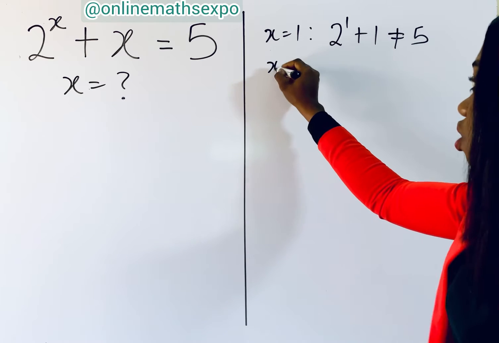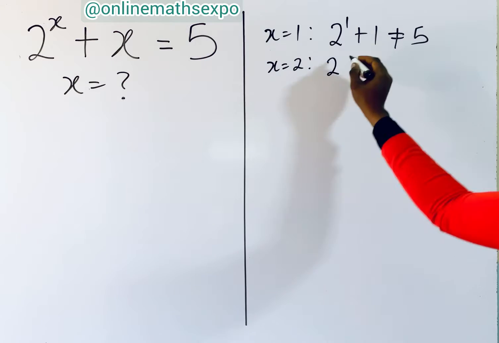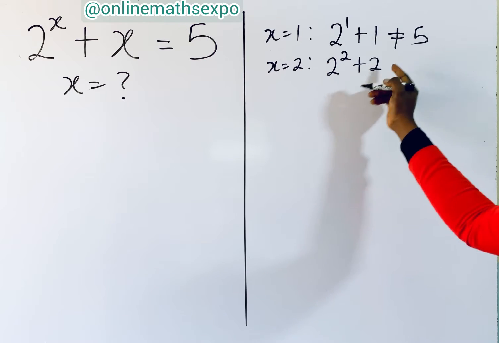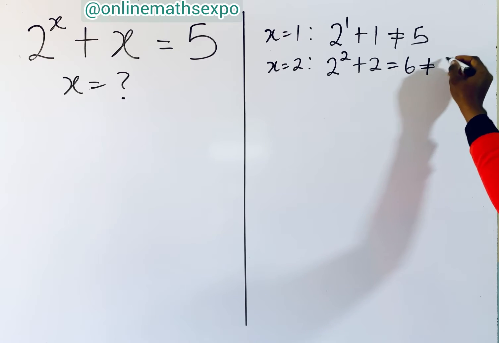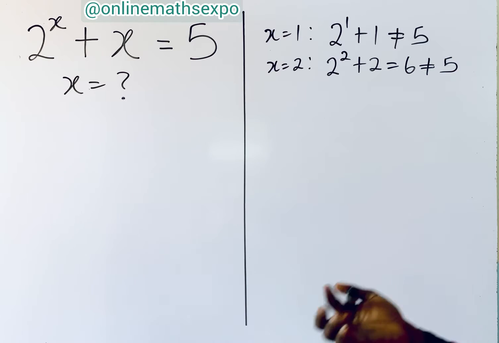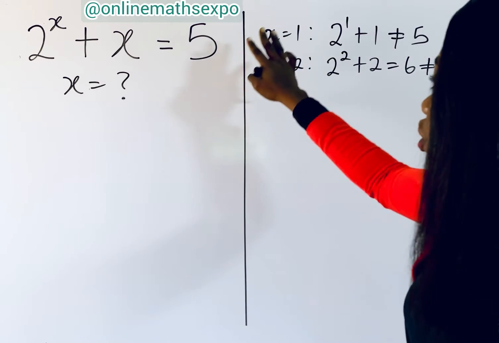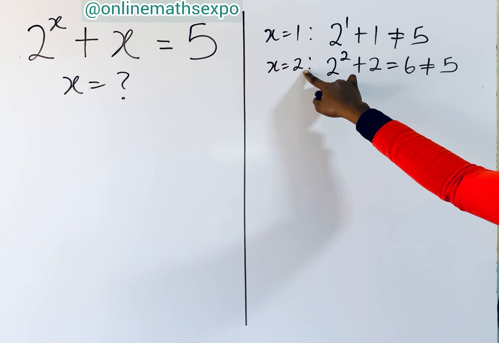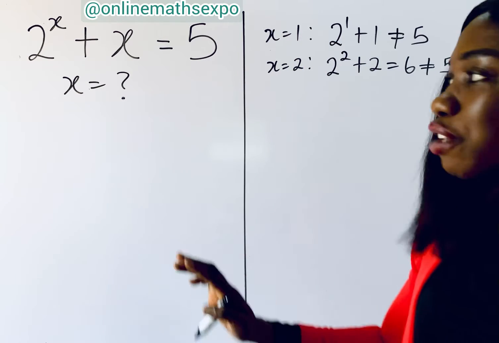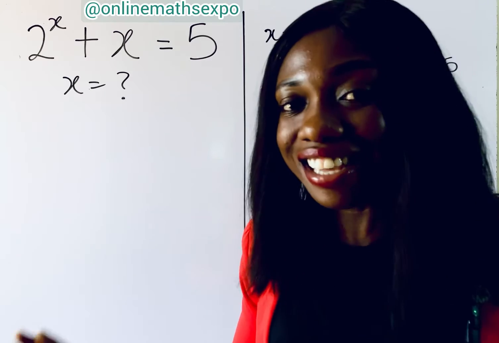Now let's take x to be equal to 2. We have 2 to the power of our x, which will now be 2, plus 2. If you simplify this, you see it gives you 6, and 6 is not equal to 5. So what is your observation? You observe that the value of x we are looking for is in between 1 and 2. Now, if x falls between 1 and 2, how do we find that x value?